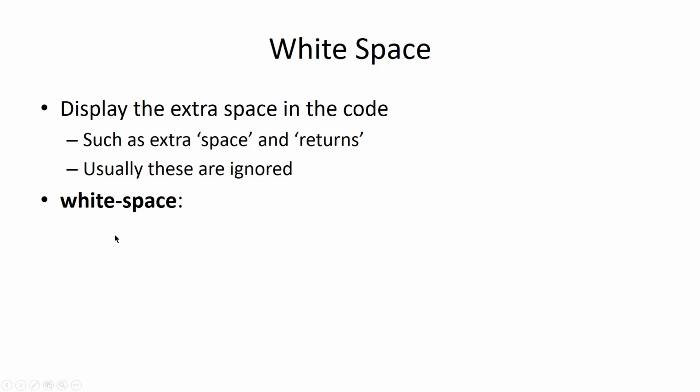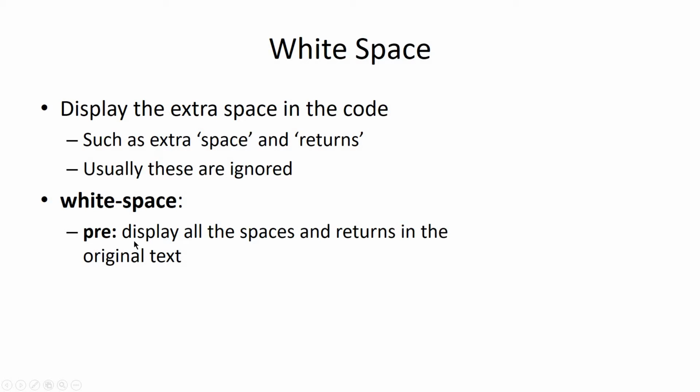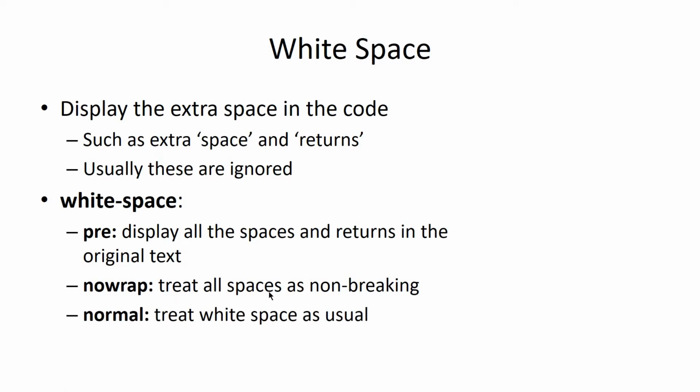So to do this, the property we use is called white-space, followed by a predefined value. This could be pre, and it will display all the space and returns in the original text. This is very similar to the pre element we talked about in the HTML part. Another option is called nowrap. So that basically means a line will not be automatically wrapped in the browser, so it keeps going to the right all the way, even if it's outside the browser. And finally, you have normal, which is just the default setting, so treat all the white space as usual.